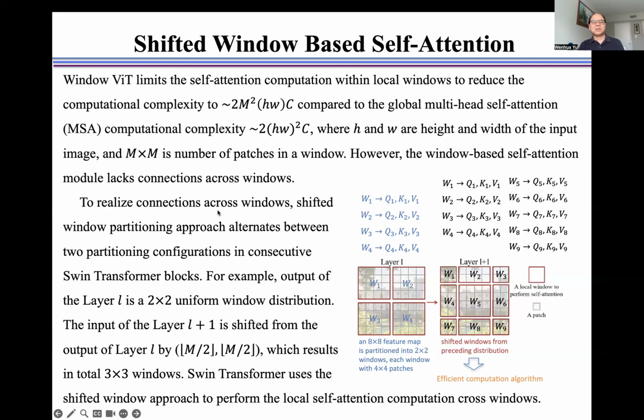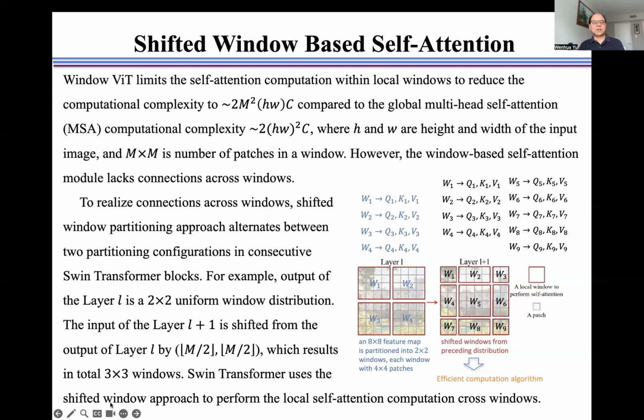To realize connections across windows, the shifted window partitioning approach alternates between 2 partitioning configurations in consecutive Swin Transformer blocks. For example, the output of layer L is a 2x2 uniform window distribution, as shown here. The input of layer L plus 1 is a shift from the output of layer L by half M and half M, which results in a total of 3x3 windows, as shown here, total 9.